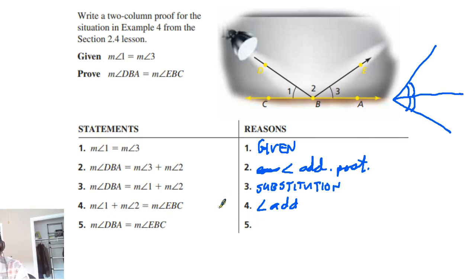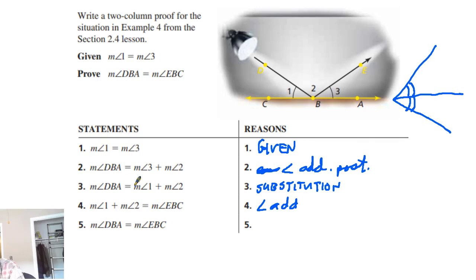So, hopefully you took some time and stared at all of this for a little bit and came up with some thoughts of your own. If you haven't, again, hit pause and do that. Okay, now I have some thoughts for you. One might say that we could have got to step 5 by substitution because DBA equals angle 1 plus angle 2, and EBC equals angle 1 plus angle 2.